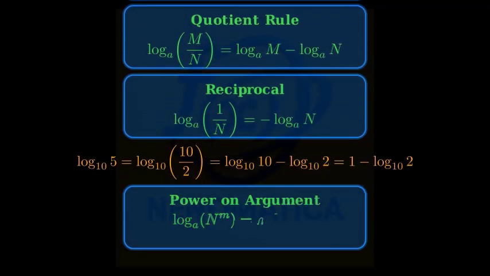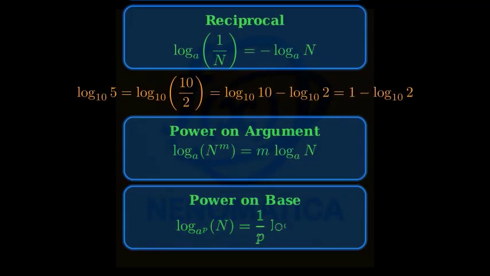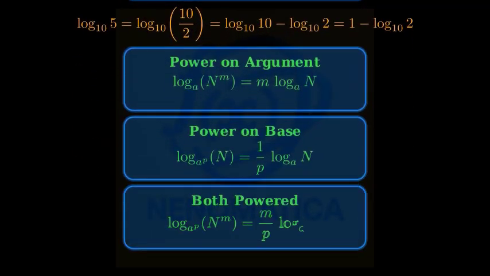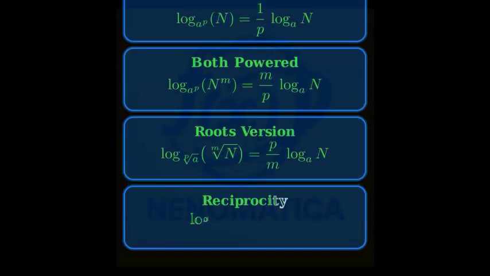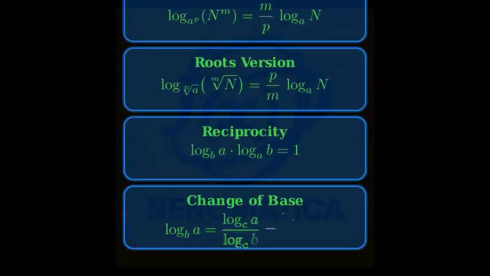Power rules. An exponent on the argument becomes a multiplier. An exponent on the base becomes a divisor. Together, m over p appears. The root versions are just fractional exponents. Change of base and reciprocity are the power tools for switching bases.